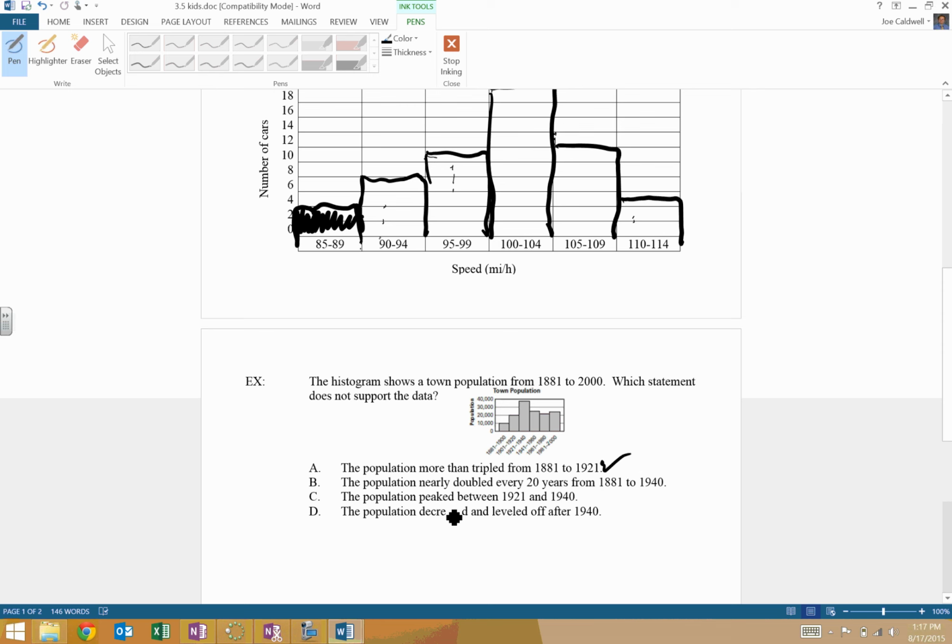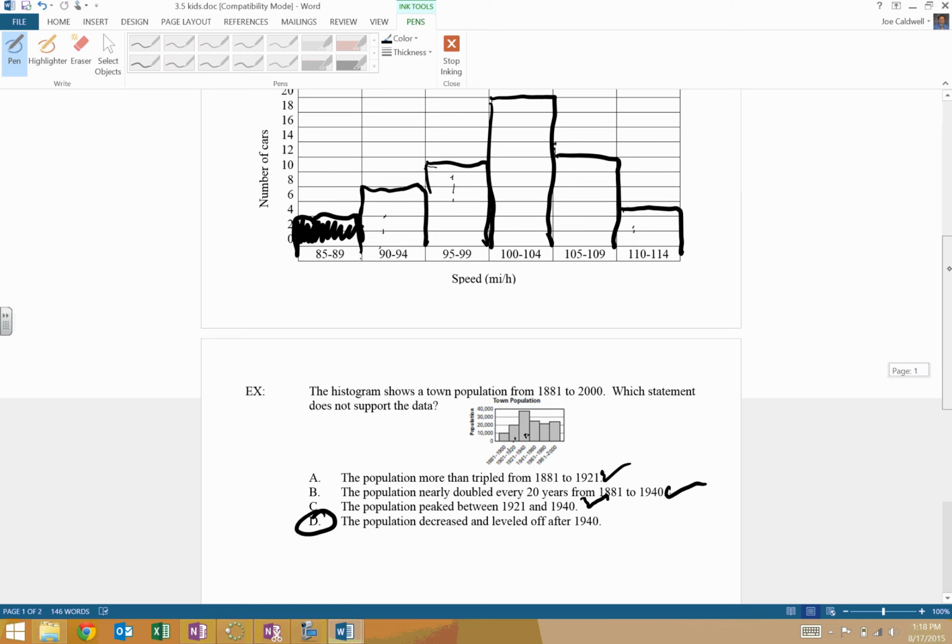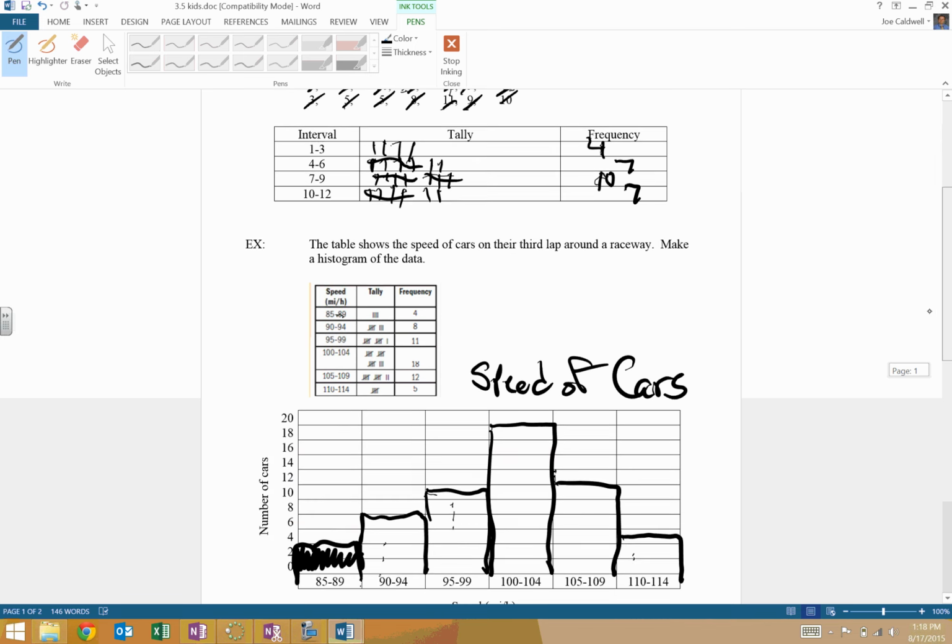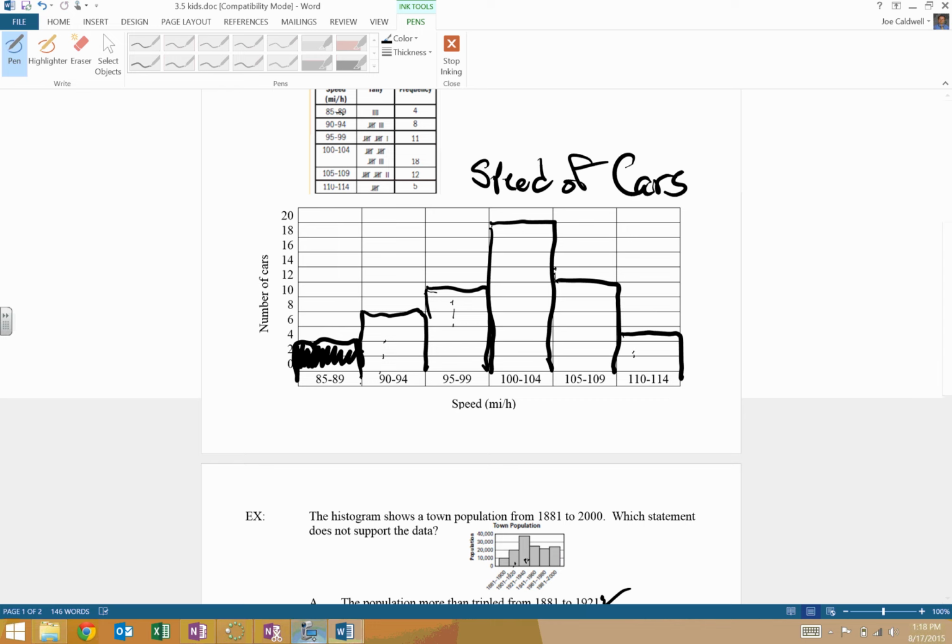The population nearly doubled every 20 years from 1881 to 1940. So 10,000, 20,000, almost 40,000. Okay, true. The population peaked between 1921 and 1940. The population decreased after and leveled off after 1940. Well, it did not. It actually was higher than what it was before and went up and down. So it did not level off, and so that would be D in that case. So key here, make a frequency chart, turn that frequency chart into essentially a bar graph is really what it is. It's just a special type of bar graph.